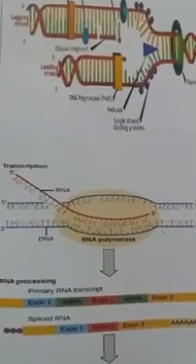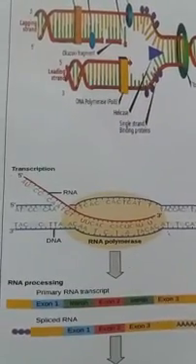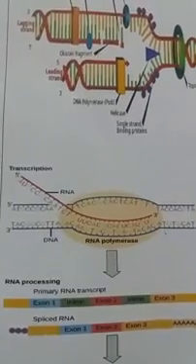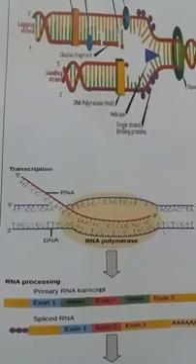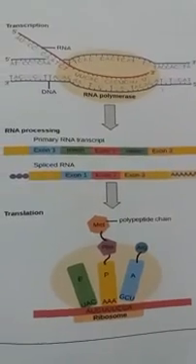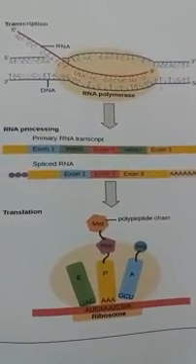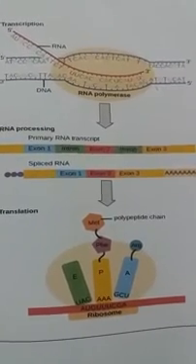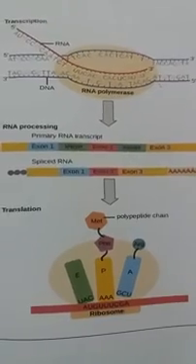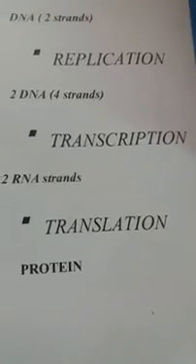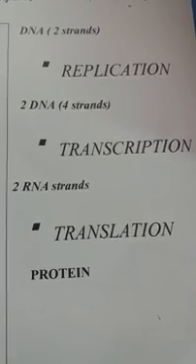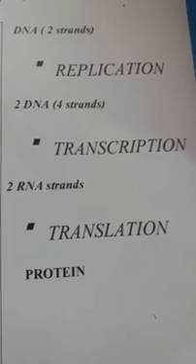Next is transcription, where the information of the two DNA strands is copied onto a particular RNA known as the messenger RNA or mRNA. After a complex procedure of RNA processing, finally the information in RNA is translated into a protein through a process called translation. The combination of three procedures, replication, transcription and translation, is known as the central dogma.